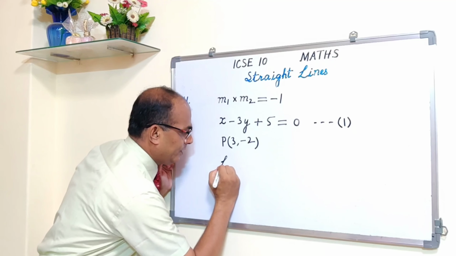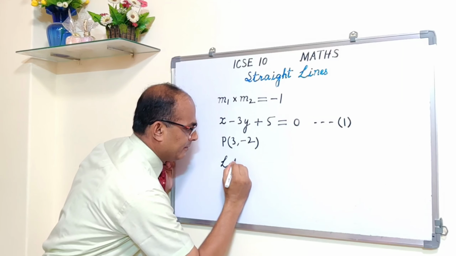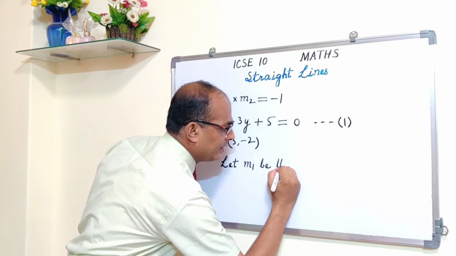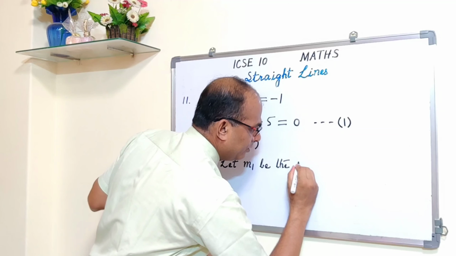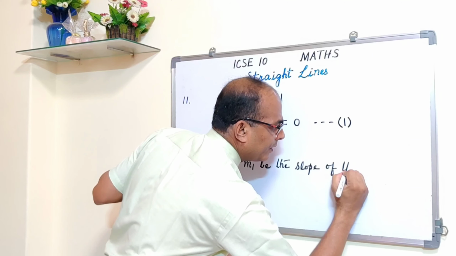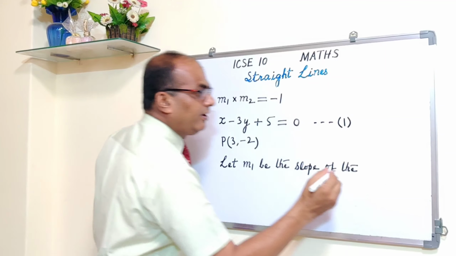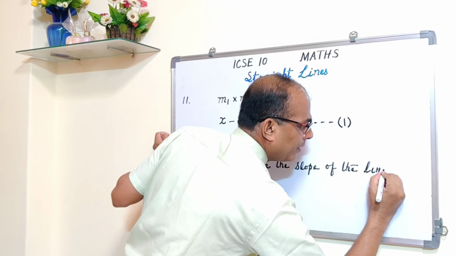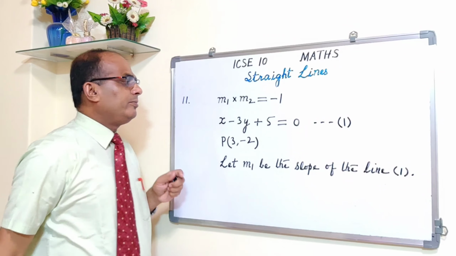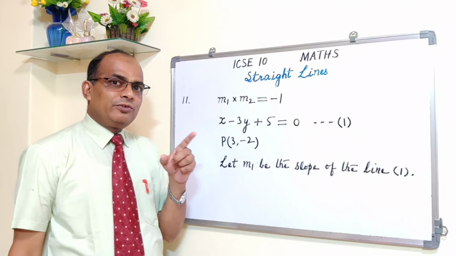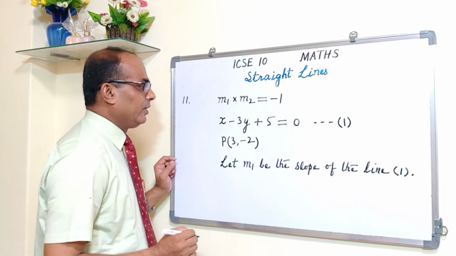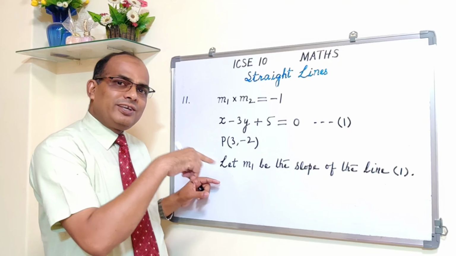Let m1 be the slope of the line 1. And now m1 we can write down directly by using the formula. Which formula? Minus the coefficient of x upon the coefficient of y. Let us write down the slope of the other line also, then we'll write down m1.